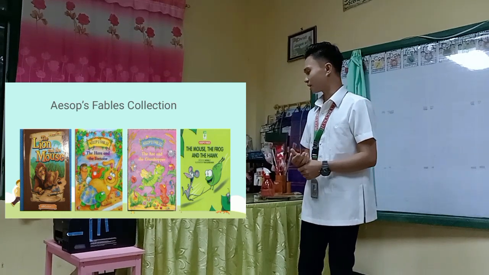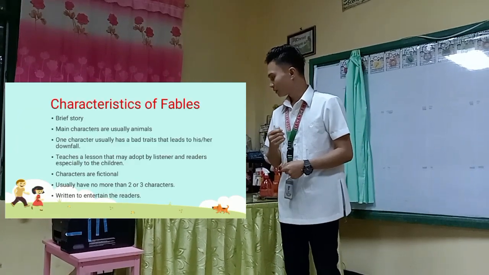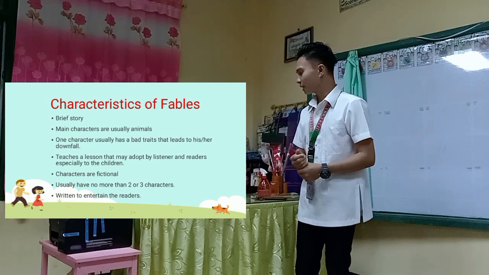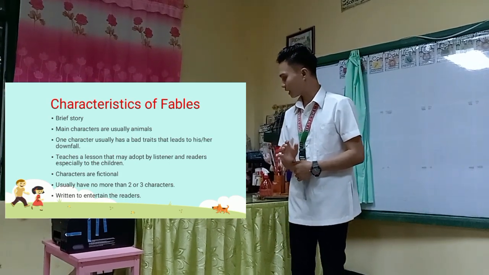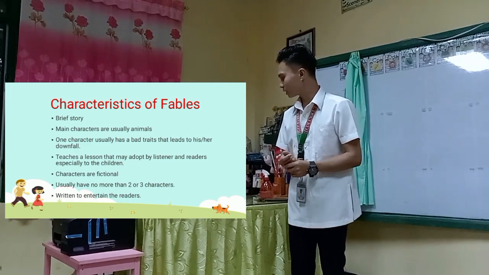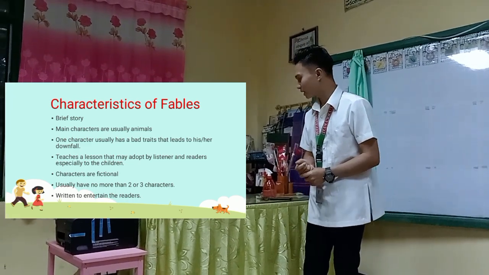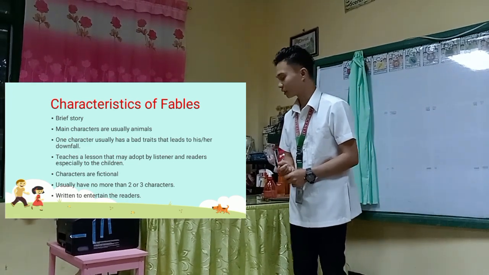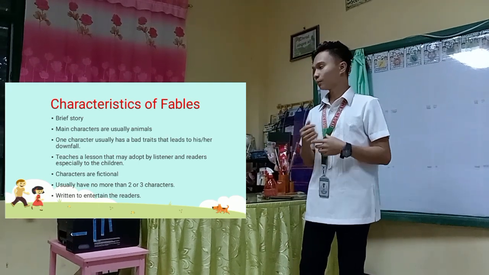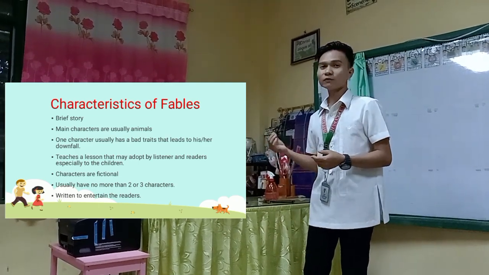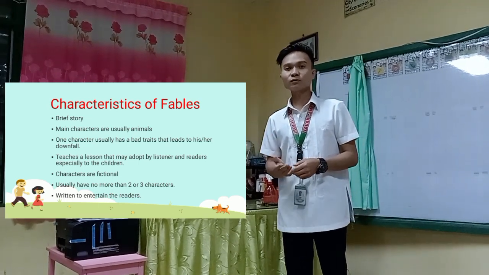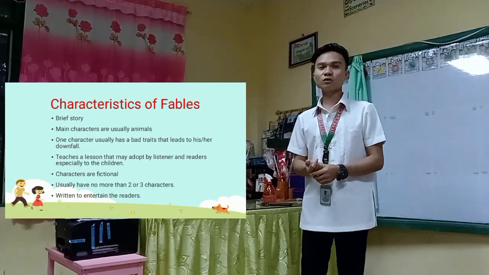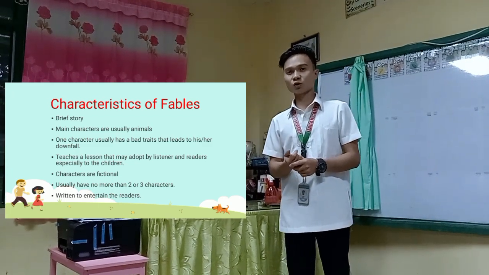Let's define the characteristics of fables. Those are brief stories. The main characters are usually animals. One character usually has a bad fate that leads to his or her downfall. In modern fables, or in fables, we can easily detect who is the antagonist or the protagonist in the story.